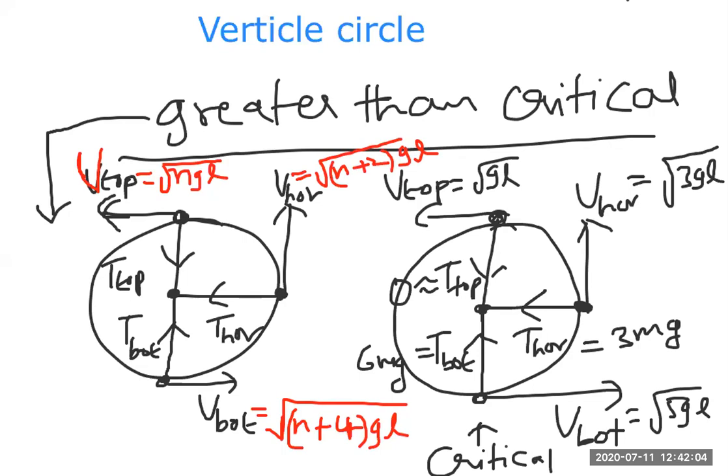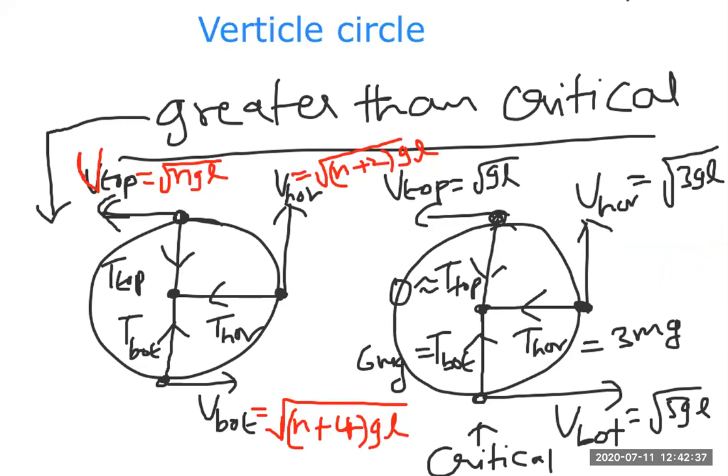You observe now carefully. Here what we have? Root over 3gl. Here I assumed n. So root n gl compared to root gl, I can write n value is 1. So observe carefully, this 3 can be written as 1 plus 2. As 3 can be written as 1 plus 2, 1 is nothing but n. So I have written this as n plus 2 at the top.